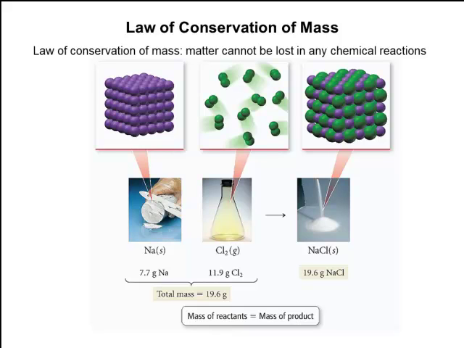Sodium is going to be in solid form. If I look at chlorine, it's a gas. It's a diatomic gas, so I have molecules of chlorine moving around fast. When I combine them together, I get well-ordered sodium and chlorine in that solid structure. But if I look at their masses, if I start with 7.7 grams of sodium, react it with 11.9 grams of chlorine, I'm going to end up with 19.6 grams of sodium chloride. What I start with in terms of mass is what I end up with in terms of mass. That's the law of conservation of mass. That's going to be very, very important when it comes to balancing equations.